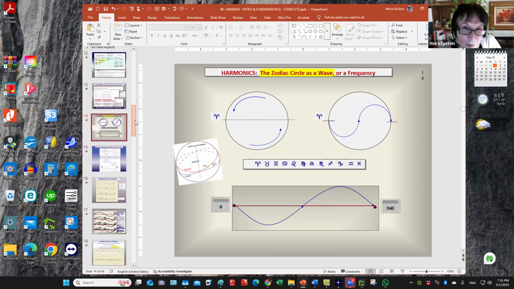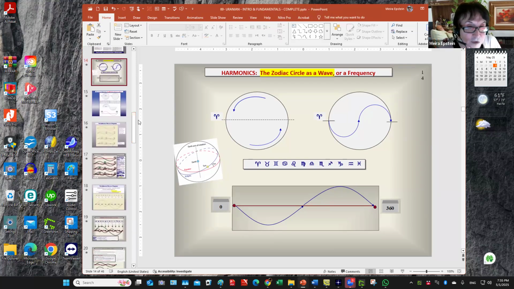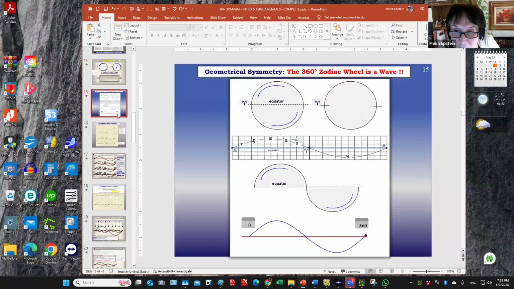I'll go through it very quickly because you don't need it for interpretation. I just want to show you some theory behind it, that's all. So now this is the wave again, the same thing. And now I'm showing you that you can describe the wave like this with the zodiacal signs. The horizontal blue line is the equator again. We're talking about a wave. The zodiac is a wave.